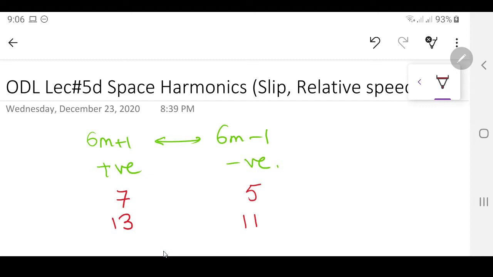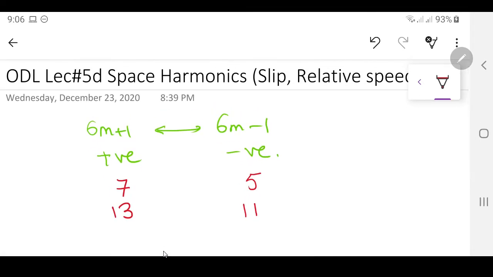Today, in these 20-25 minutes, I am going to discuss the slip and the relative speeds of these harmonics. Just so as not to stress this lecture, I will be only considering the fifth harmonic, since it is going in the negative direction, and you can repeat the very same for the other three harmonics, the 7th, the 11th, and the 13th.